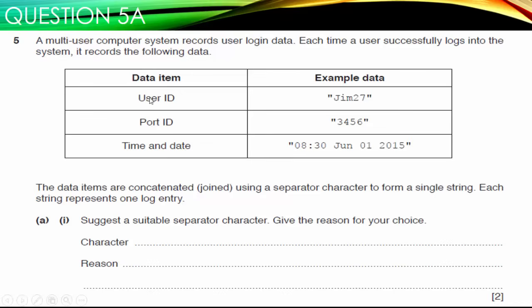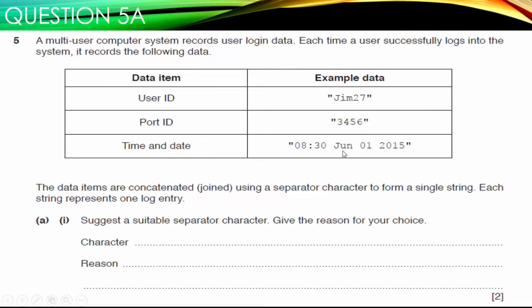Okay, not a problem. User ID. So we have Jim and 27. So automatically that gets rid of any alphabetic characters. We cannot use those because we have no idea what their name is going to be. It could consist of any letter, so we can't use letters. And we have 27. Can't use numbers. Those are out the door right away. Port ID, once again, we have numbers, nothing new there. So we know we can't use alphabetic characters. We cannot use numbers.